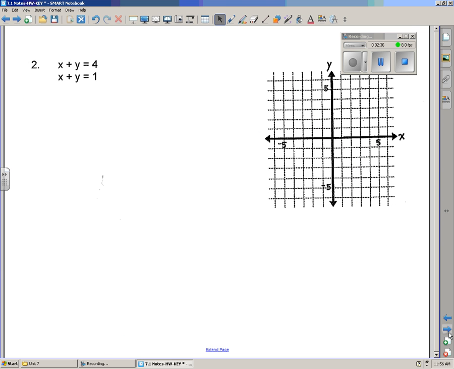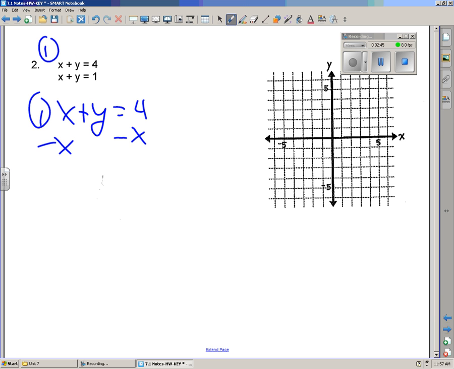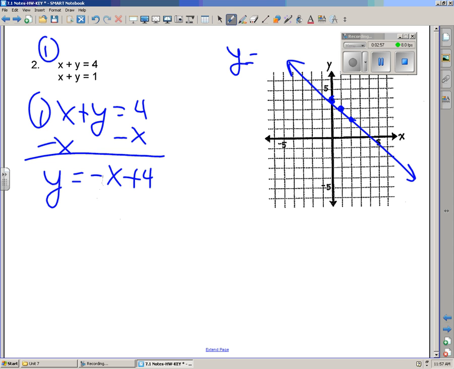Okay, so the next one, we'll do the same thing. We'll take the first line, x plus y equals 4. Subtract x, y equals negative x plus 4. We'll graph this line by beginning at 4, down 1 over 1, down 1 over 1. Graph the line, and we're going to label it y equals negative x plus 4.